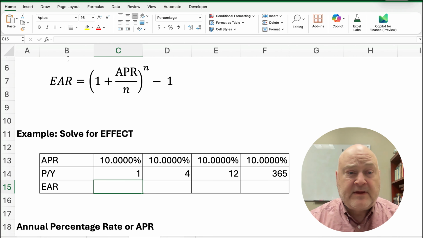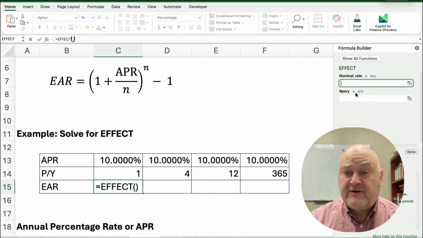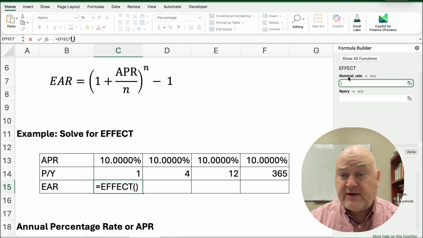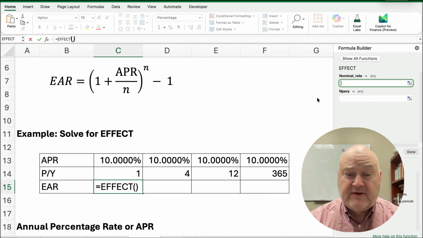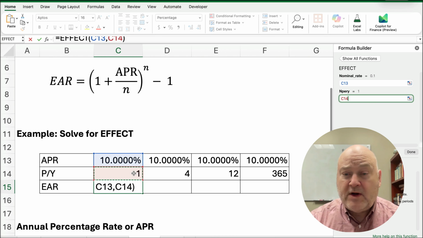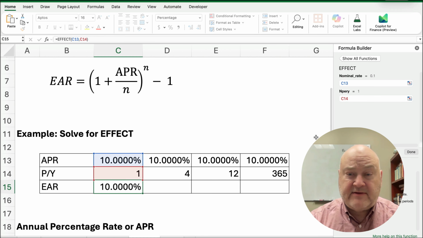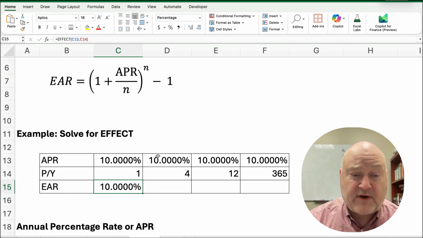So I'm going to use the function here, the formula builder. I'm going to look for EFFECT. So this gives me the effective rate. Now look, I only need two things. I need the nominal rate and I need the number of periods. So the nominal rate is 10% and the number of periods is 1. And so it calculates, well, that's going to be 10% is our effective rate.